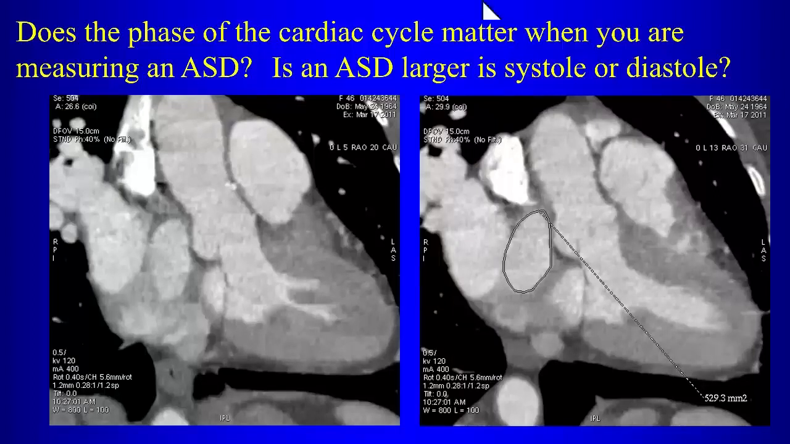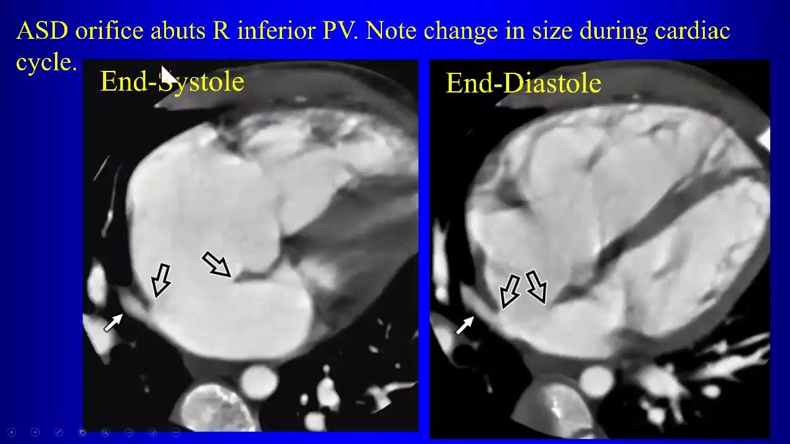Anybody else have a guess? Systole. There's a systole, there's a diastole. Where's it bigger? Systole. Systole, right. Remember, in systole, the valves are closed. There's no place else for the blood to go except across the atrial septal defect. All right, so you want to make sure that you measure it when it is the largest, because this device needs to be able to close the defect.